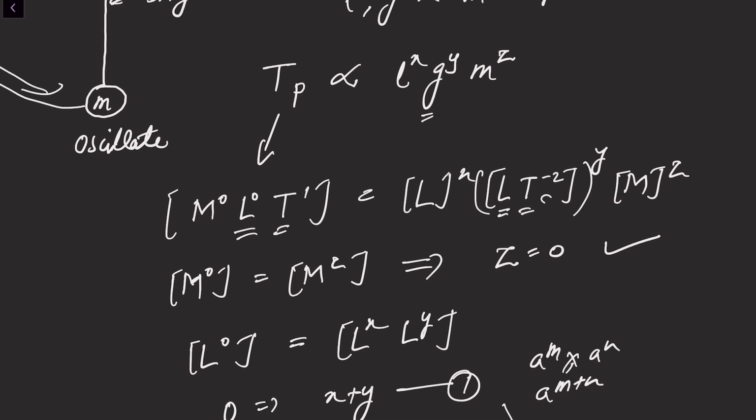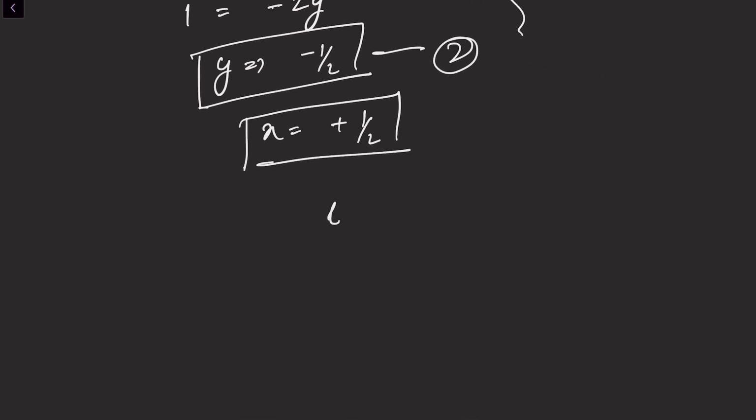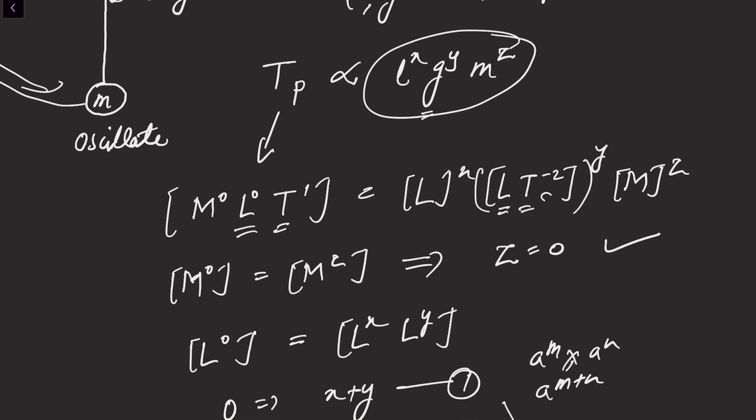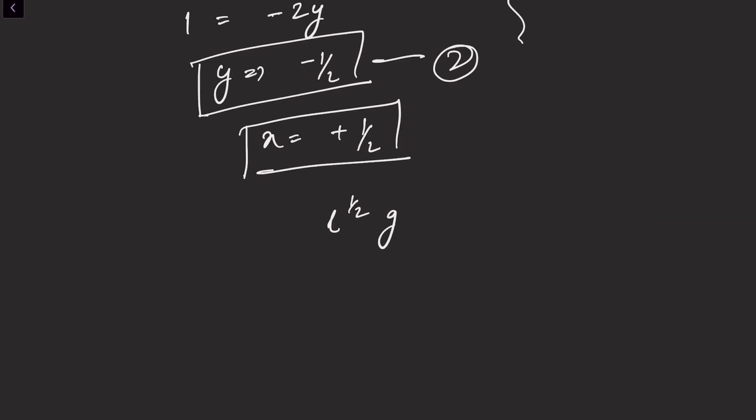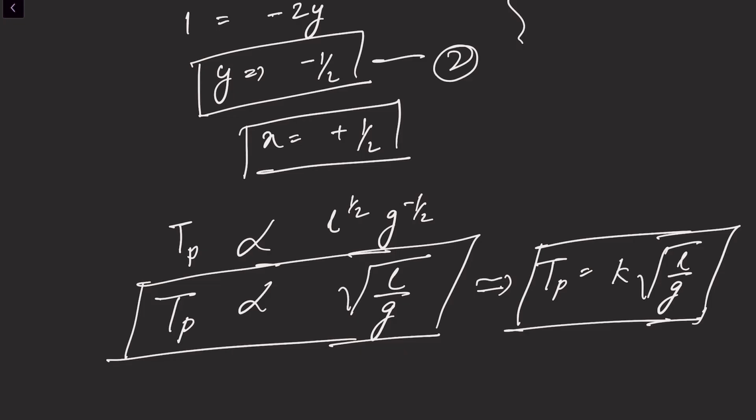Now just put the values of x and y here. So L to the power x is L to the power 1 by 2, and g to the power y, so g to the power minus 1 by 2, is equal to the time period. So what is it becoming? Under root L by g. Or you can say T is equal to k under root L by g. So this is the time period of a simple pendulum.